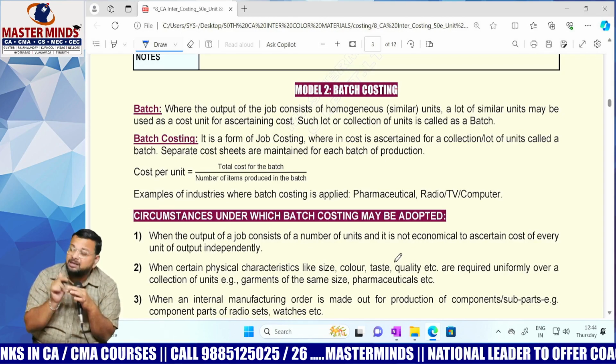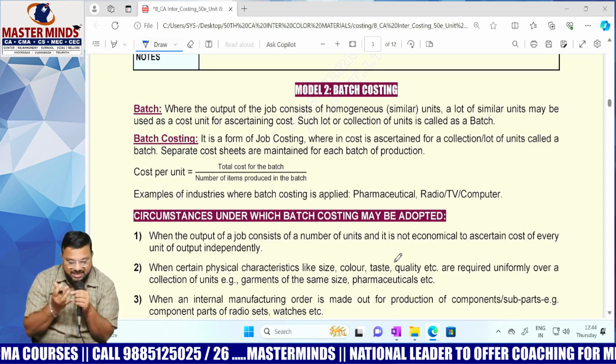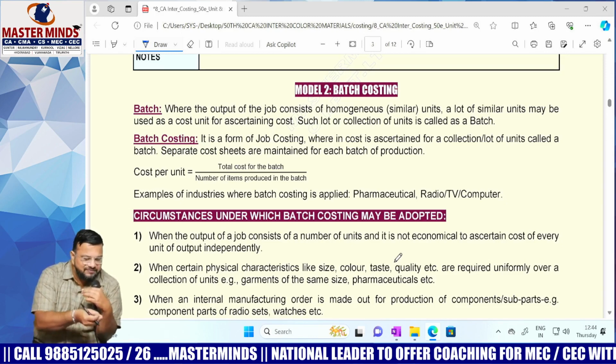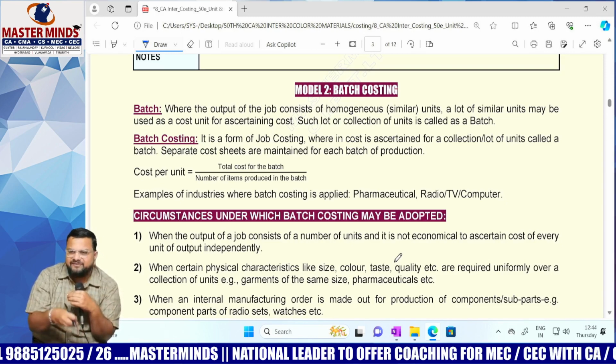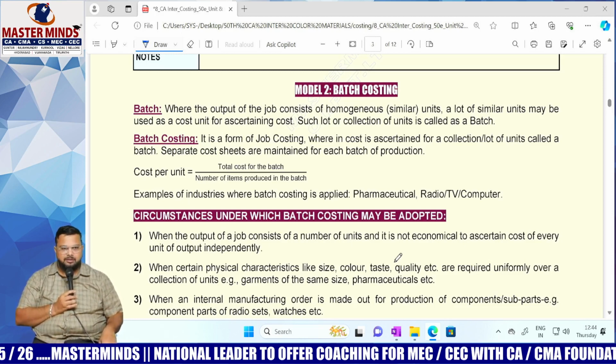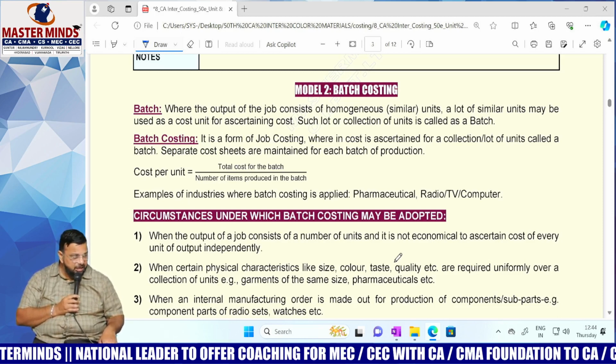And the reason for practical application of batch costing is that in case of any problem in production, we can identify that easily. For example, Ola company. It suffered from problems, right? Initially, it suffered from certain problems.